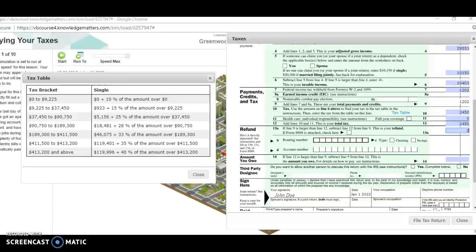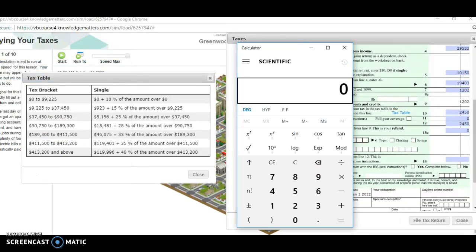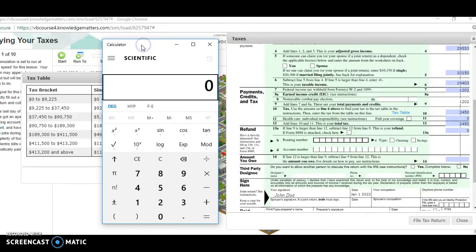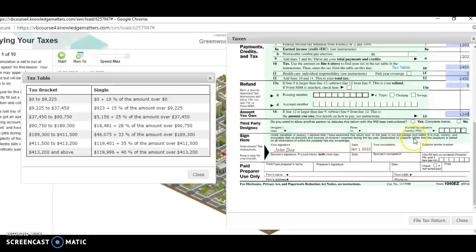So let's go ahead and subtract those. So we'll start with line 12, 2,450 minus 1,202. So we actually owe $1,248 this year in taxes. All right, ladies and gentlemen, and with that, we should be good and we can file our tax return.